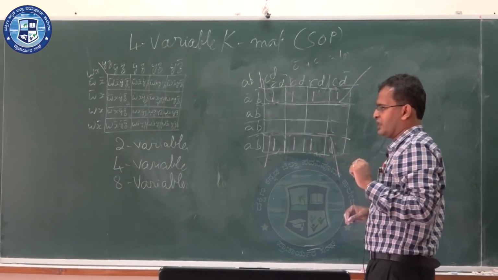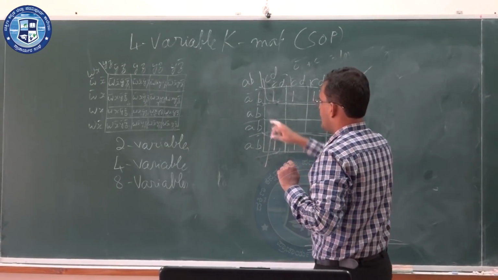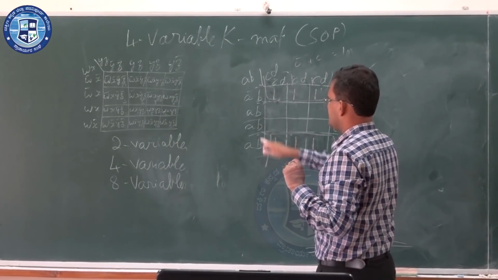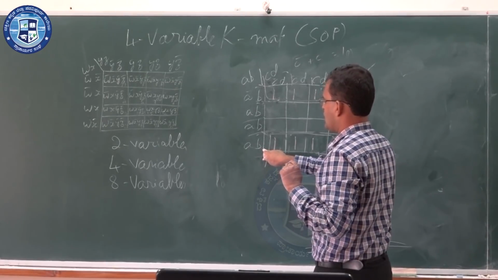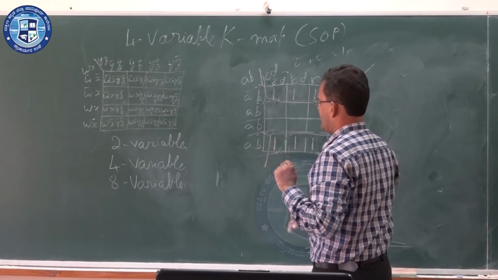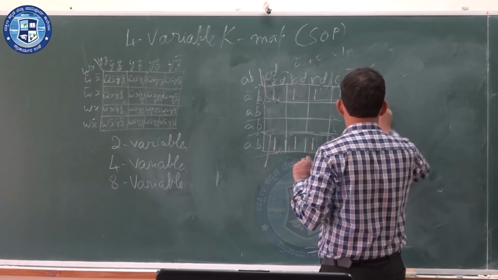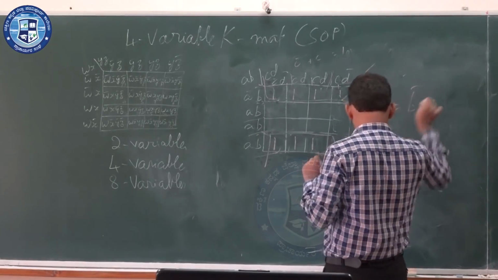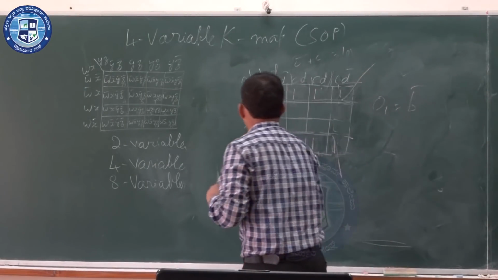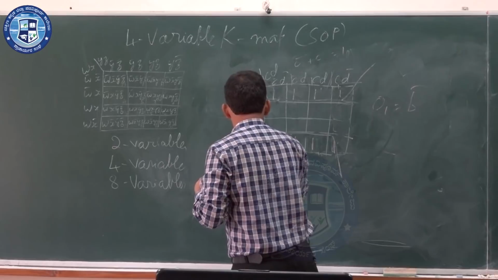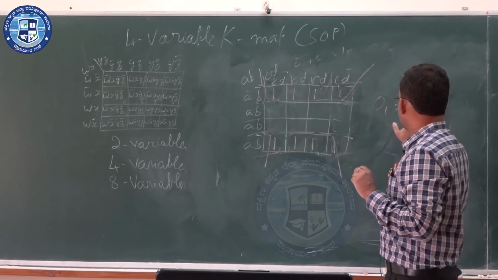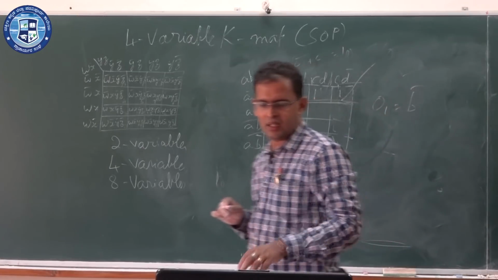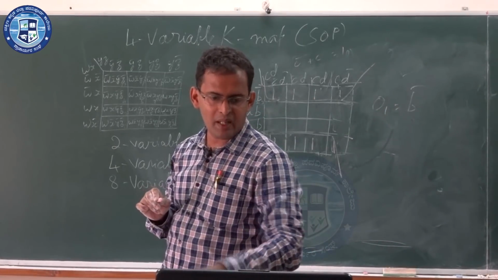So, it gets cancelled. Here it is A bar B and A B bar, A bar B bar and A B bar. The answer for octet 1 will be B bar. I repeat, it is A bar B bar, A B bar, A bar B bar, A B bar. The answer is B bar. So, this is regarding the roll map.